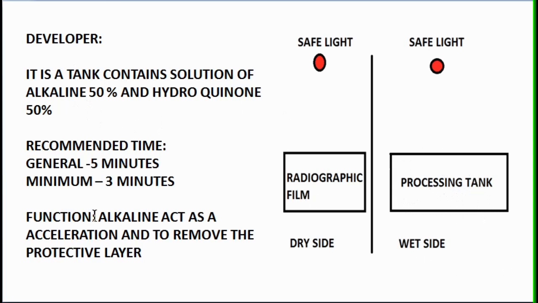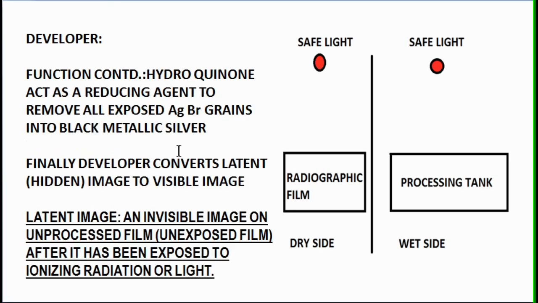Its function: the 50% alkaline acts as an accelerator and removes the protective layer. And hydroquinone is a reducing agent that converts all exposed silver bromide grains into black metallic silver. So hydroquinone helps to convert all exposed silver bromide grains into black metallic silver.